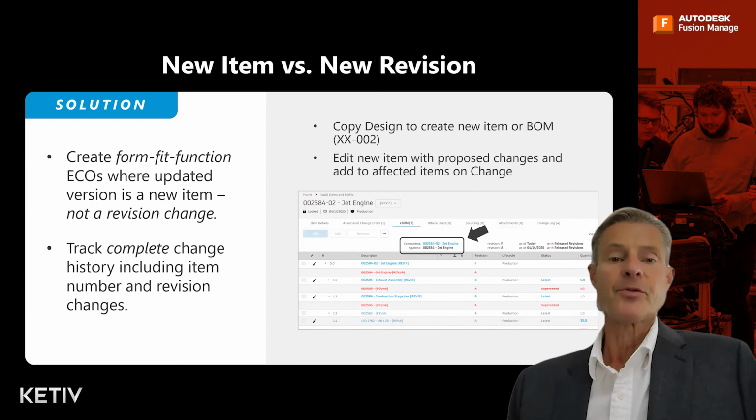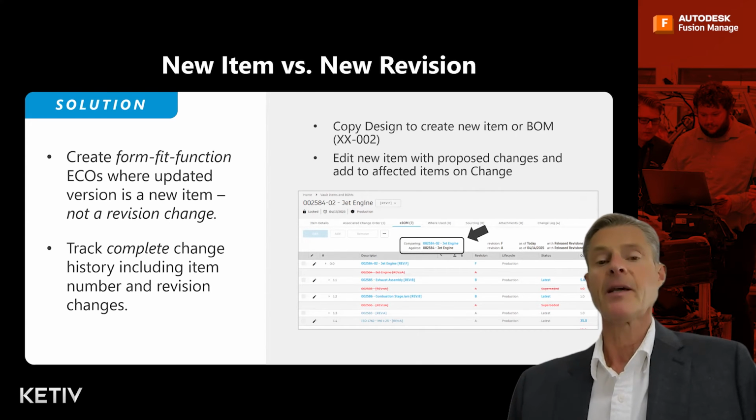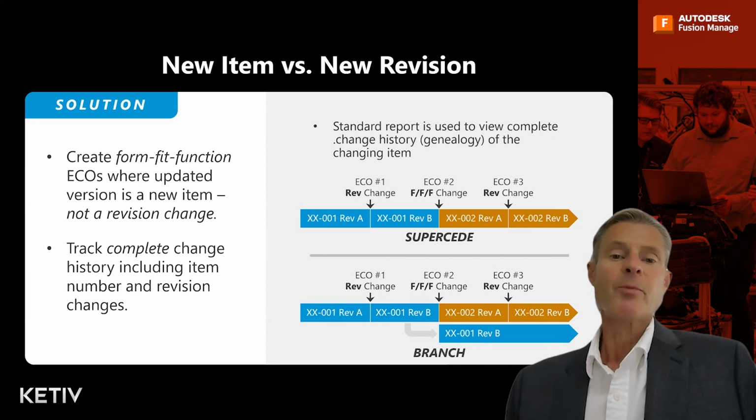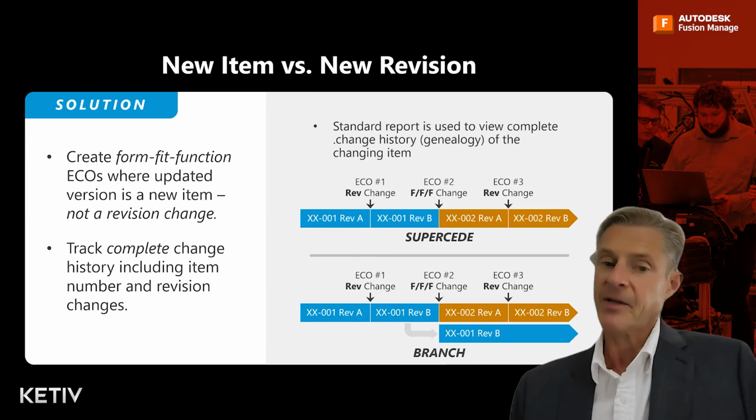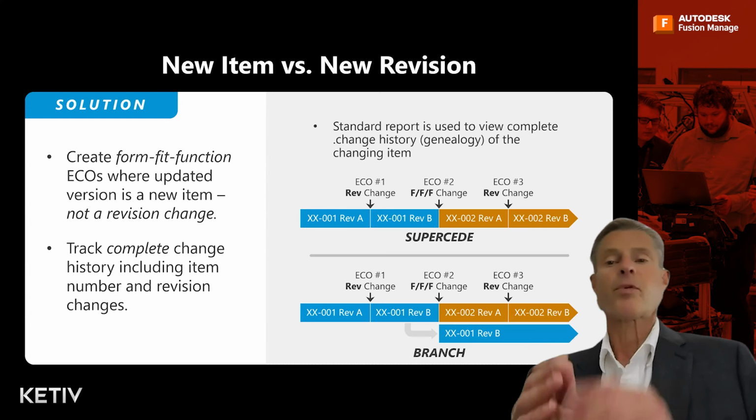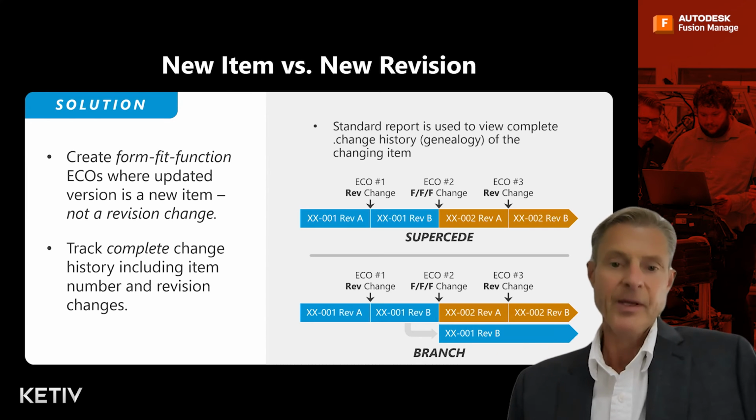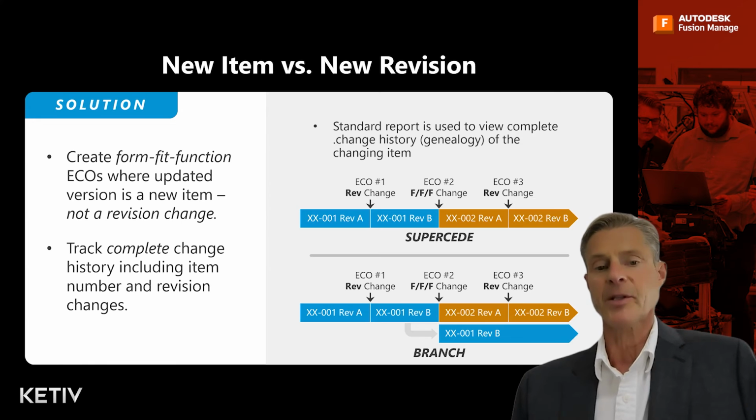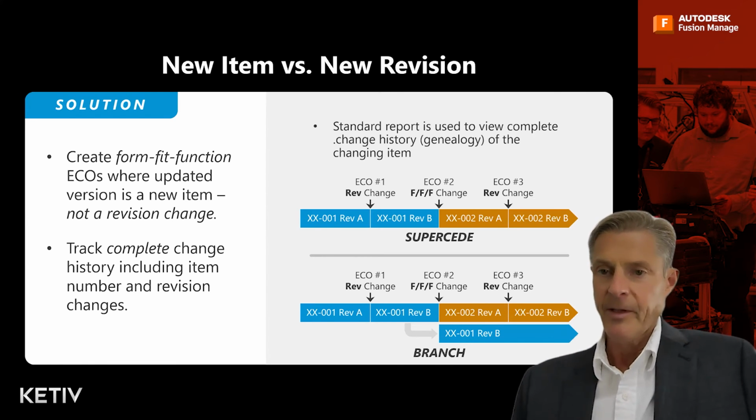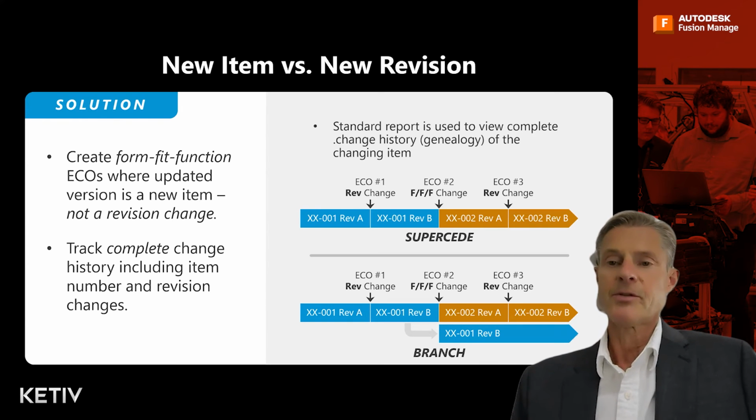Now, we want to be able to essentially track the complete version history, whether it's a rev change or a version change. And there are two ways that we can do this. One is to supersede the old item, where the dash 001 becomes essentially inactive, or we can branch. This is not typically the case, but some of our customers ask us to actually branch the old version to keep that one active, but create the new version as the update.